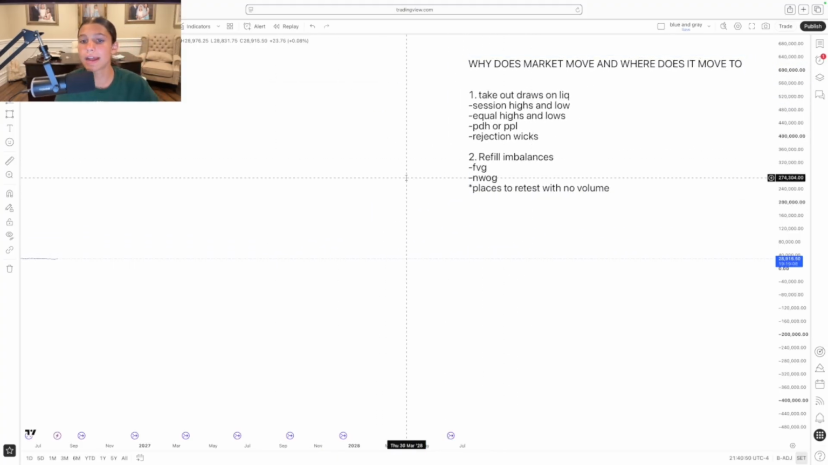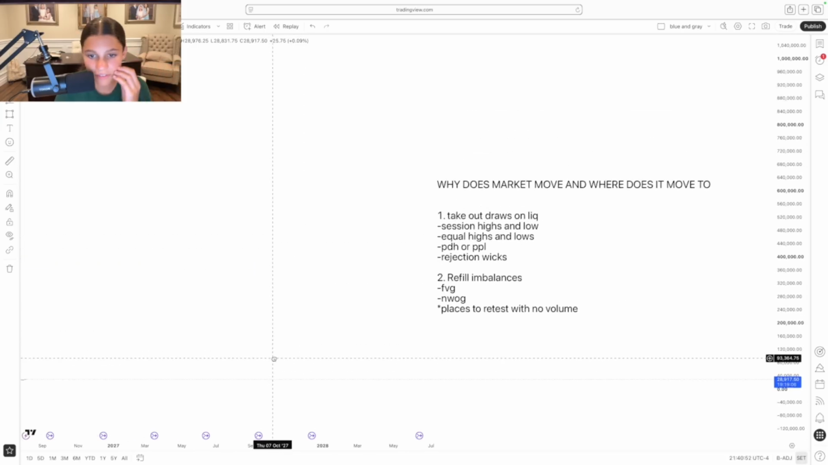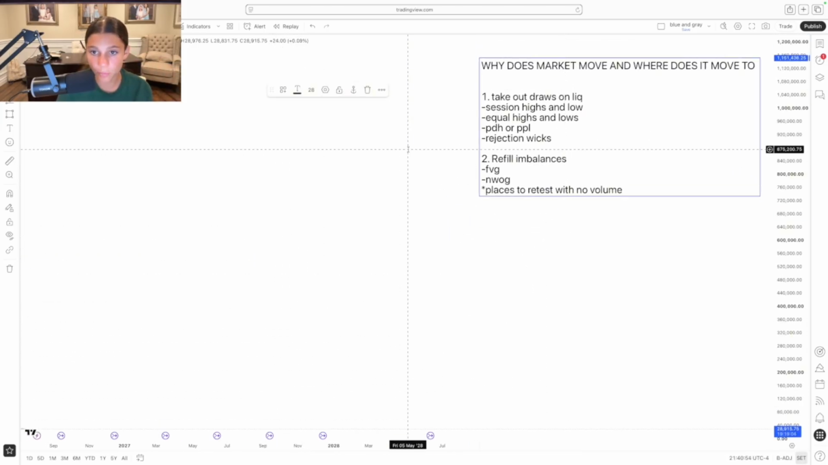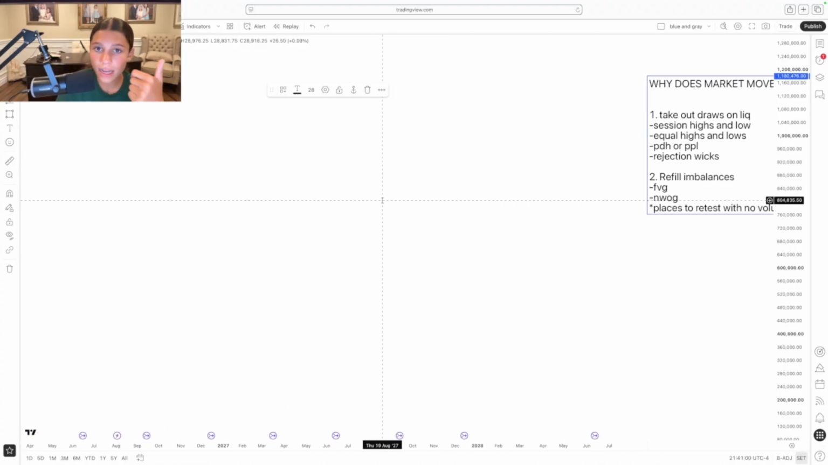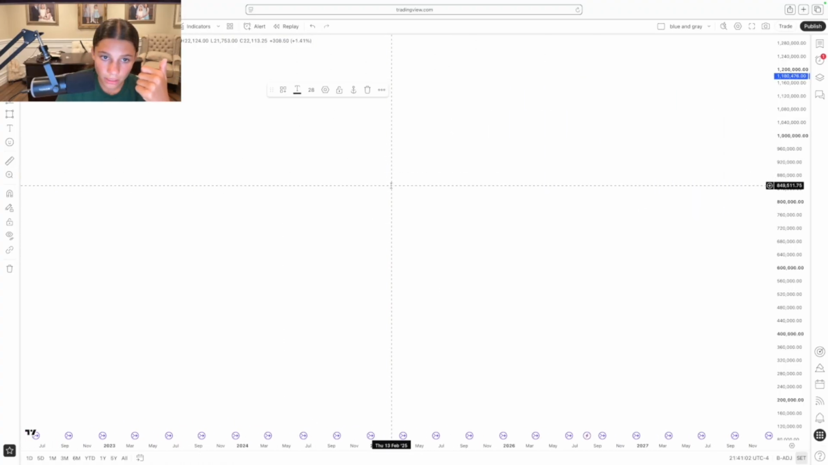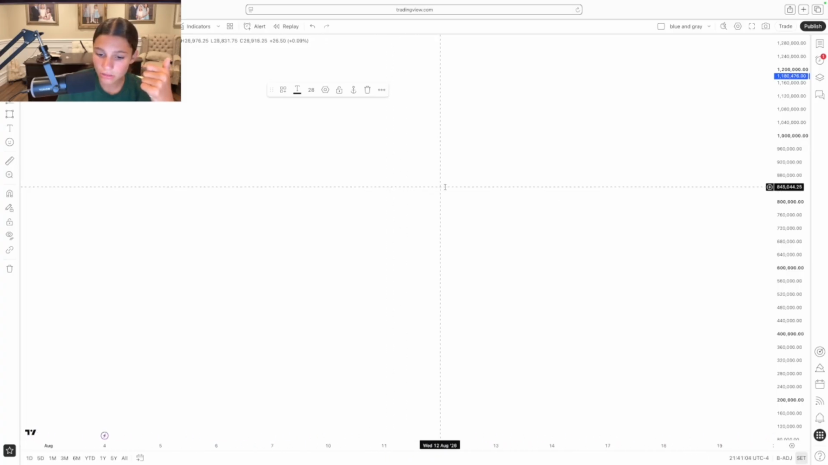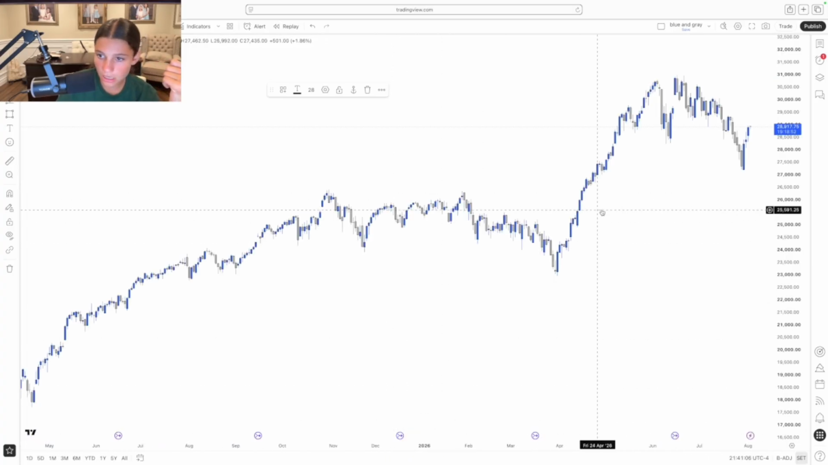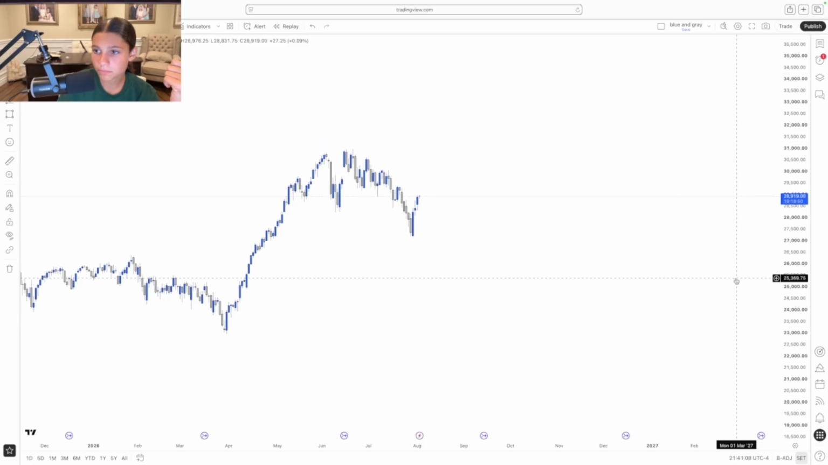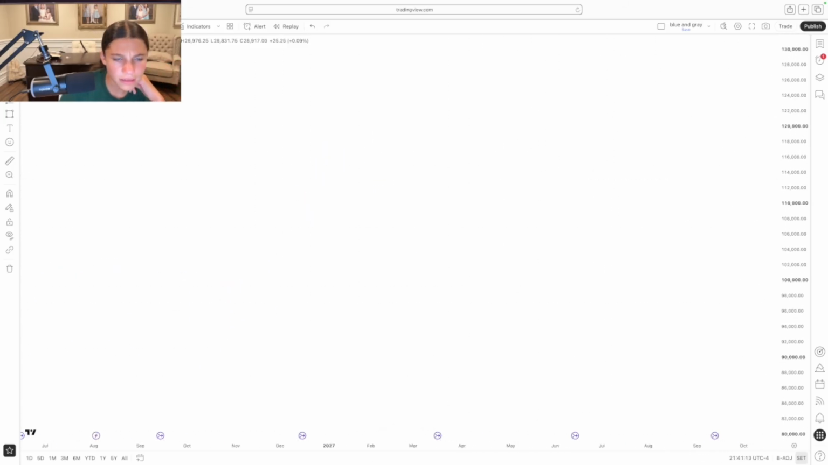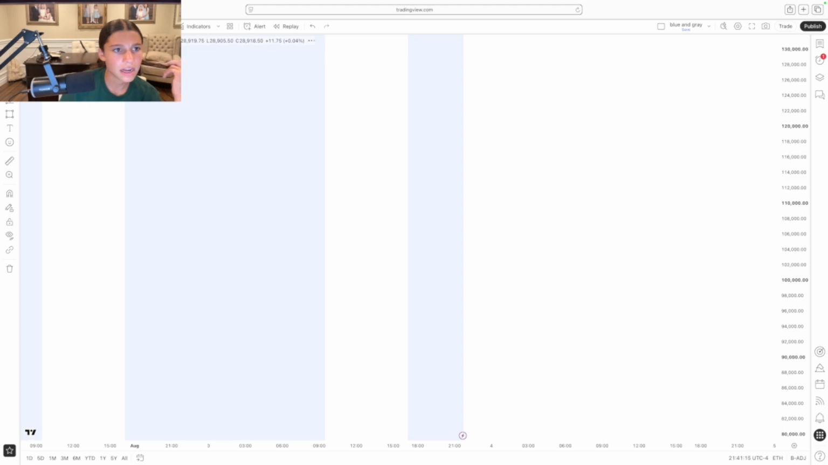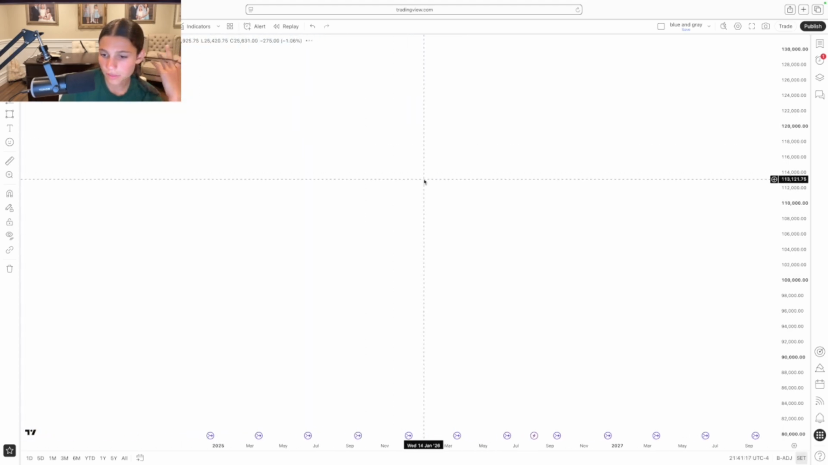Obviously, everybody's strategy is different, so everybody's strategy is using different ones, right? So we're gonna go over each and every single one. Session high and session lows are literally Asia session high, Asia session low, London session high, London session low. That is literally it.